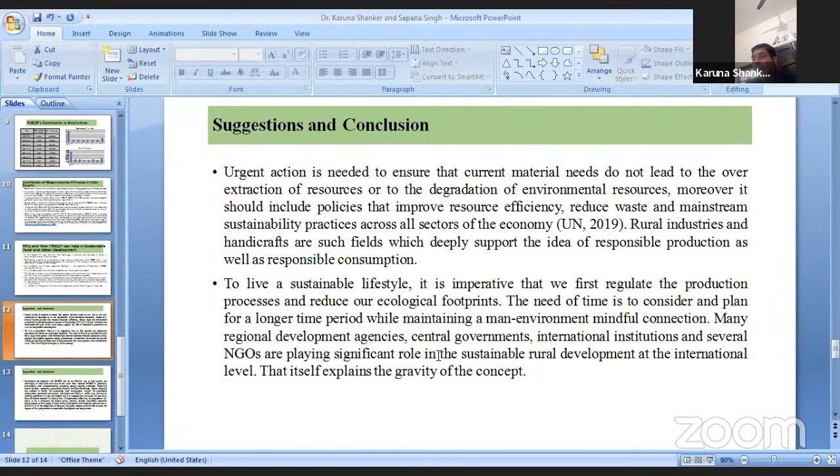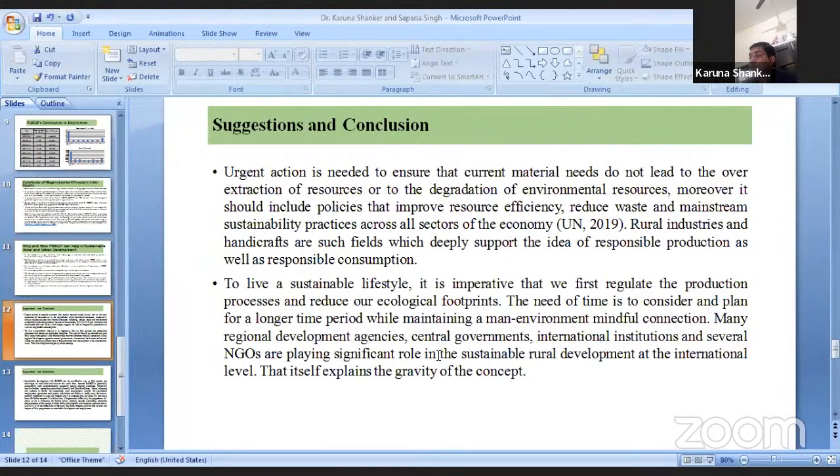So now finally I'm going on to a few suggestions and conclusions. Basically, urgent action is needed to ensure that current material needs do not lead to the over-extraction of resources or the degradation of environmental resources. Moreover, it should include policies that improve resource efficiency, reduce waste, and maintain mainstream sustainability practices across all sectors of the economy. Rural industries and handicrafts are such fields which deeply support the idea of responsible production as well as responsible consumption. So to live a sustainable lifestyle, it is important that we first regulate the production process and reduce our ecological footprints.